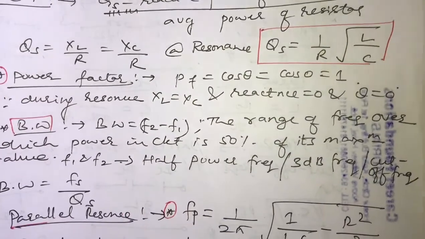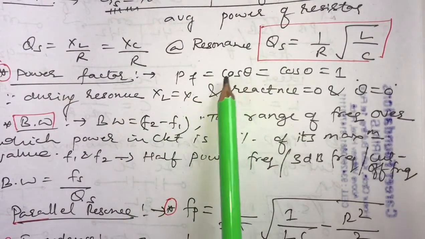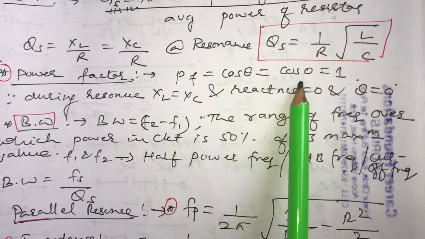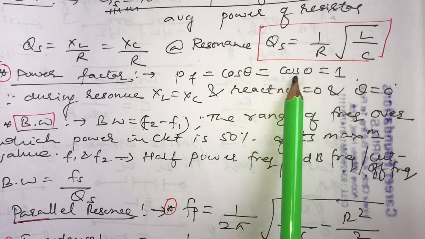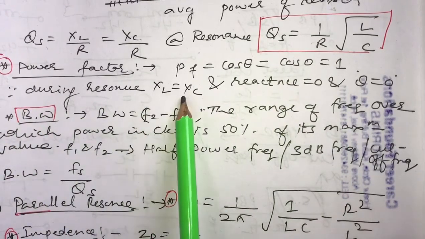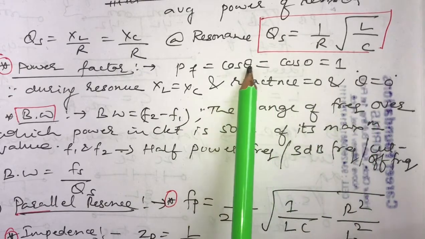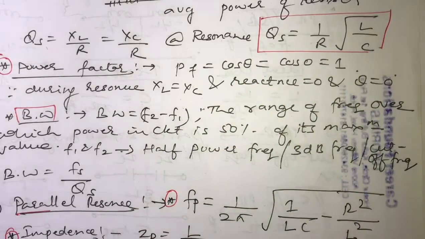Next concept is power factor. What is power factor? Power factor is cos theta, the cosine of angle theta. Suppose the angle is 0, then cos 0 is 1. Because during resonance XL equals XC, the net reactance is 0, theta is 0, cos of 0 is 1, so the power factor is 1.